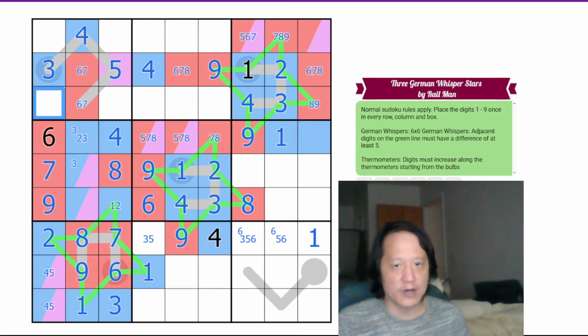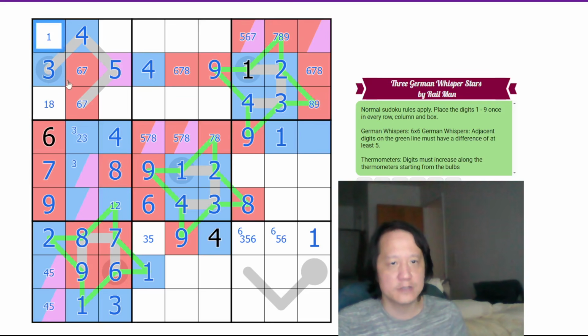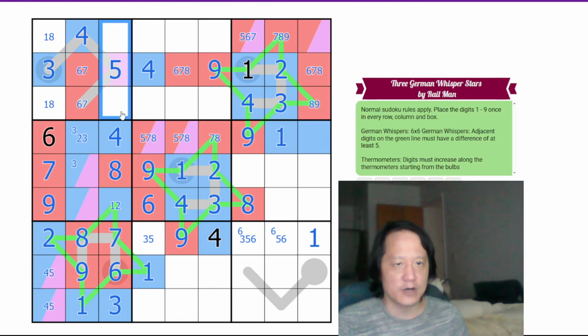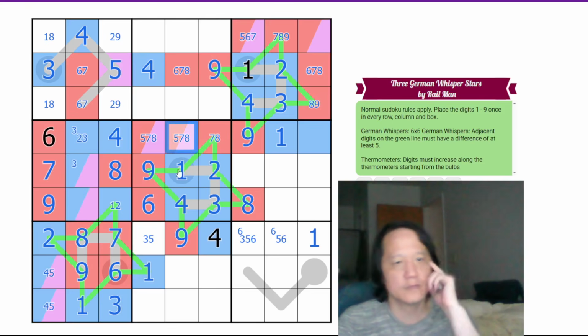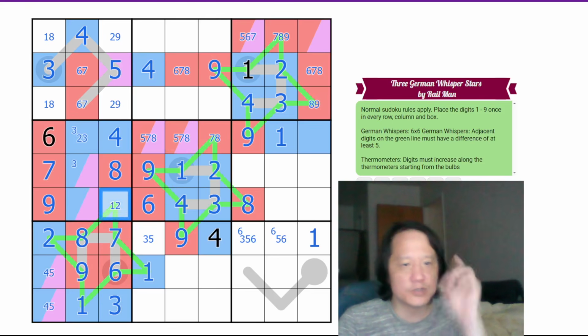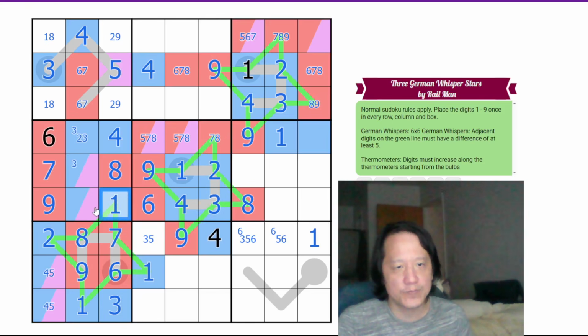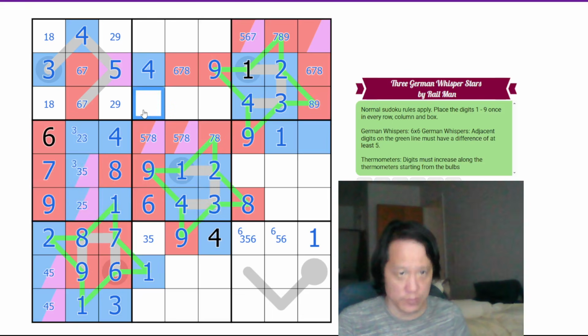Remaining digits of column 1 are 1 and 8. Remaining digits of column 3 are 2 and 9. Interesting. So this has to be 1 here. Remaining digits of column 2 are 2, 3, and 5. No 2 here, no 3 here, because of 3 and 2 in the row.